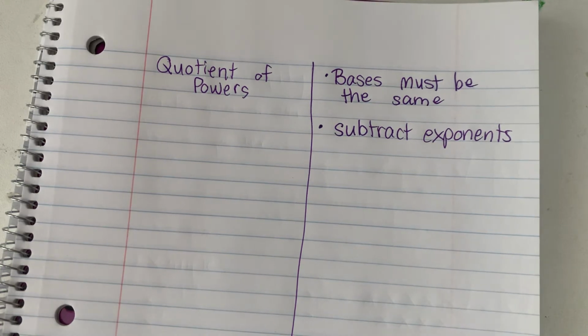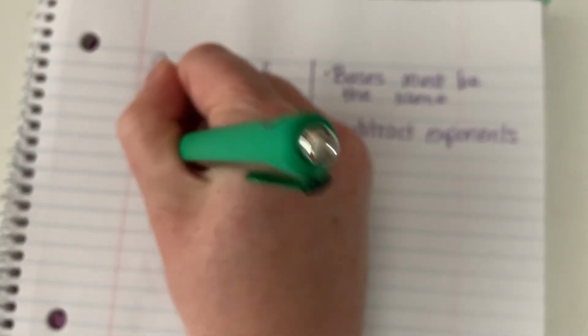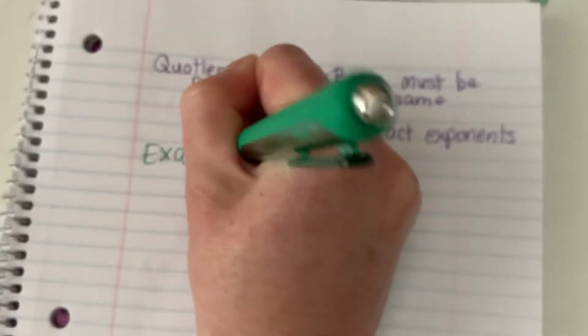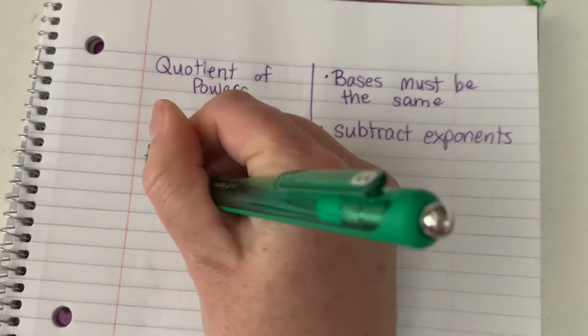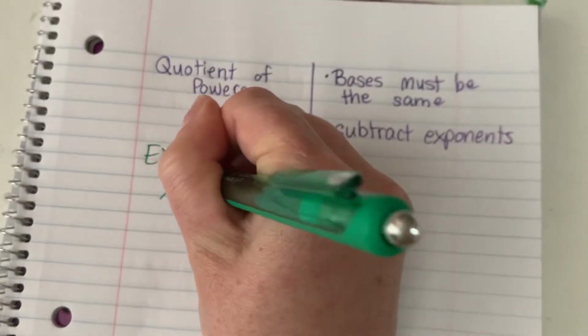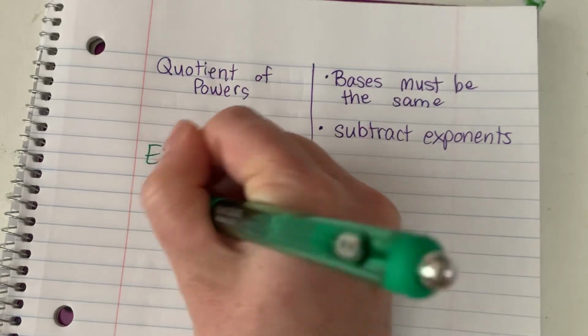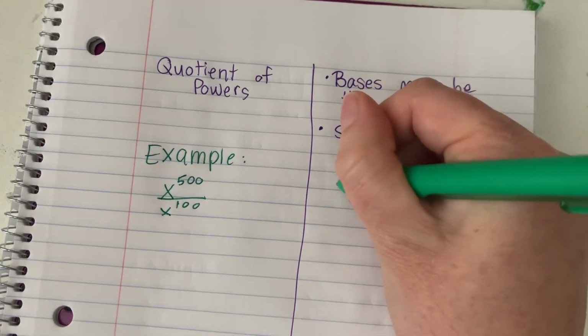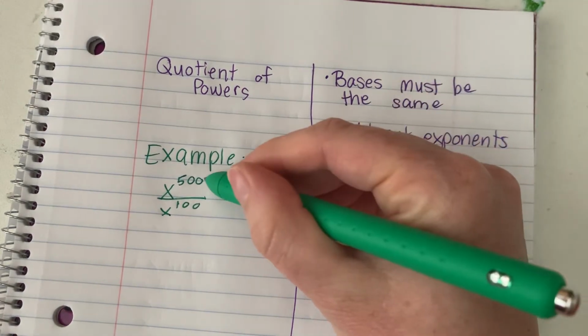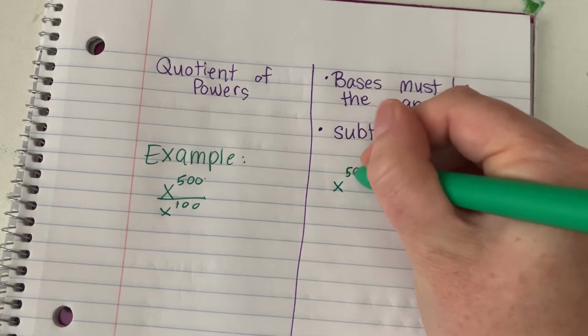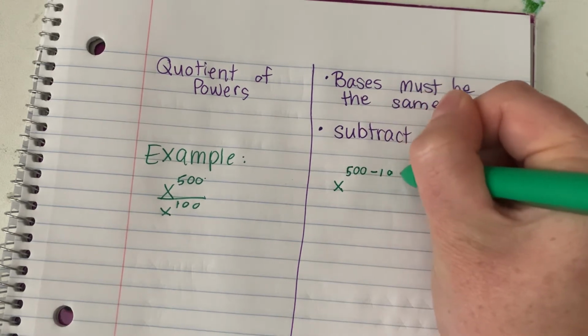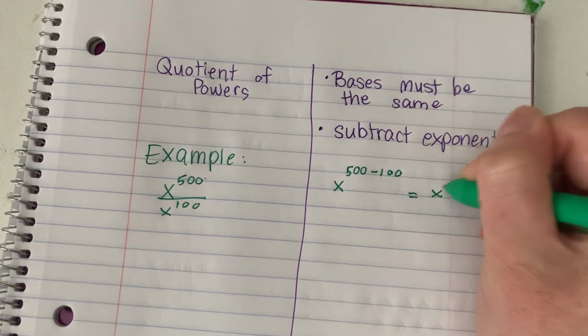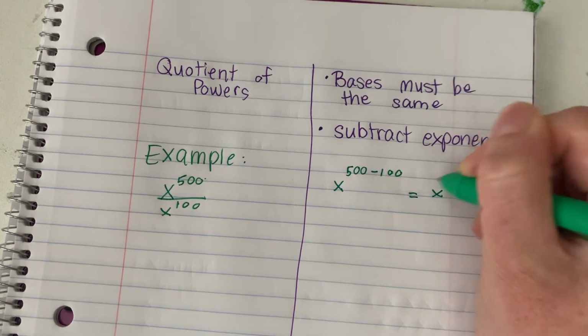So going back to that example of x to the 5, I don't know if it was x or y. We're going to use x this time. X to the 500 divided by x to the 100. All we're going to do is take that numerator minus the denominator. And that's going to leave us with x to the 400.